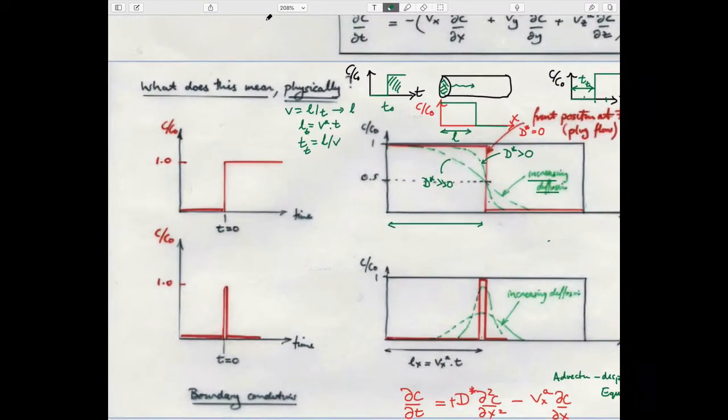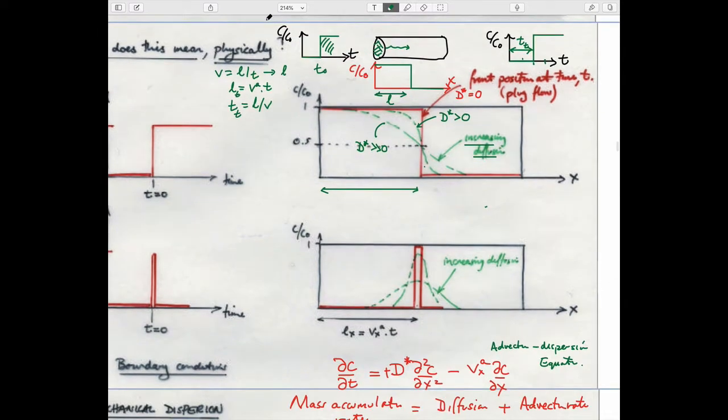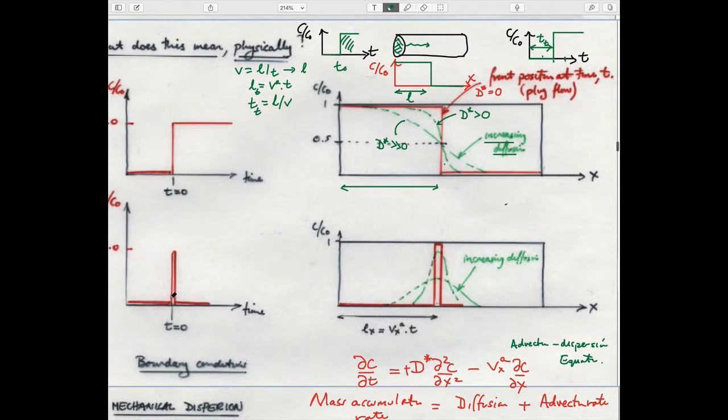So the other boundary condition that you might imagine is the one represented in the lower figure, which is kind of the same process, and that is that you have a spike, a delta function in terms of the concentration. So you introduce the concentration in water at this location at time 0, and then you don't keep on adding it. You only add it once.